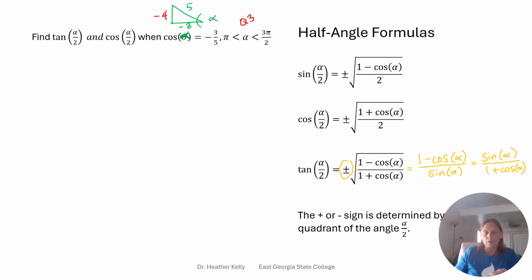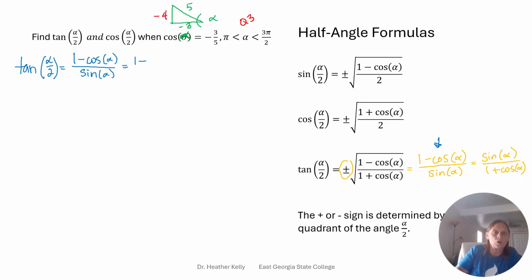Okay, so let's do this. Let's take a look at tan of alpha over 2. This would be pretty straightforward. I'm going to just use this first new little iteration of the formula here, just because. So I'm going to go 1 minus cosine alpha over sine alpha, and then I'm going to put in those values.